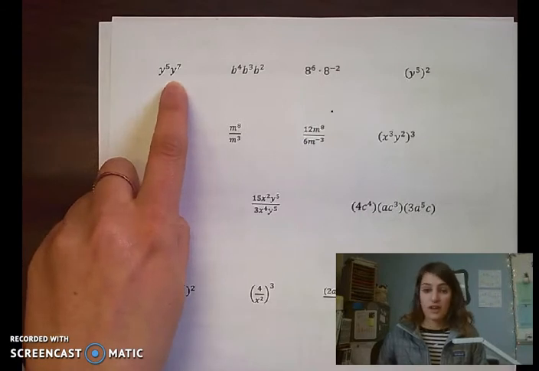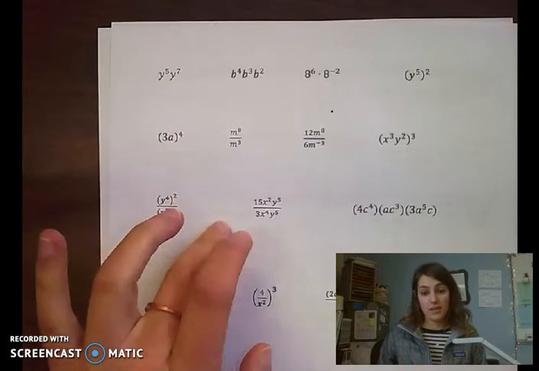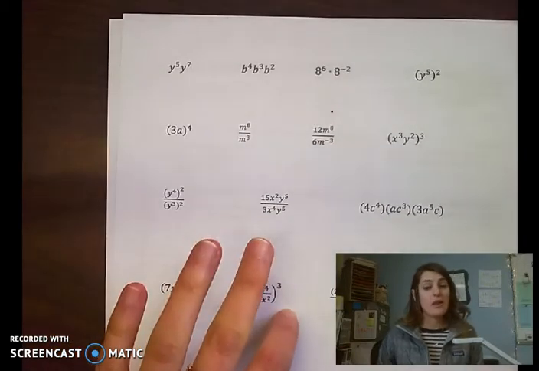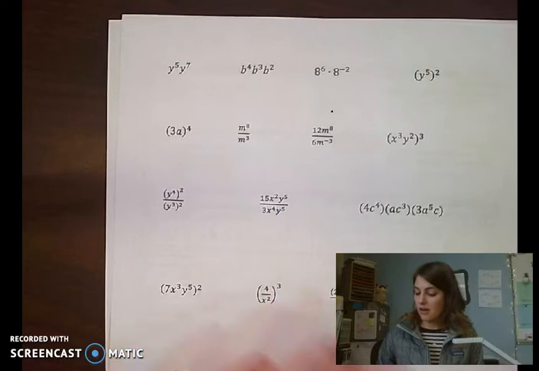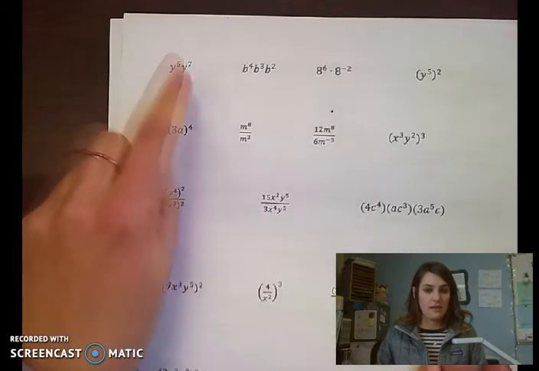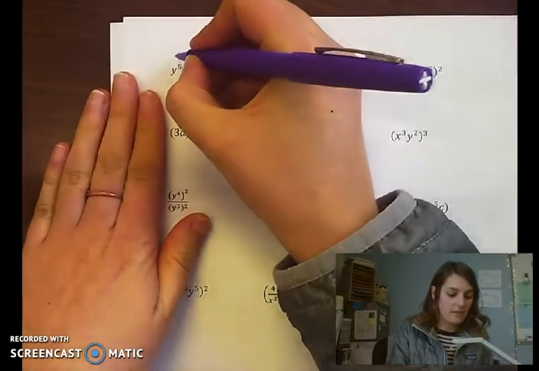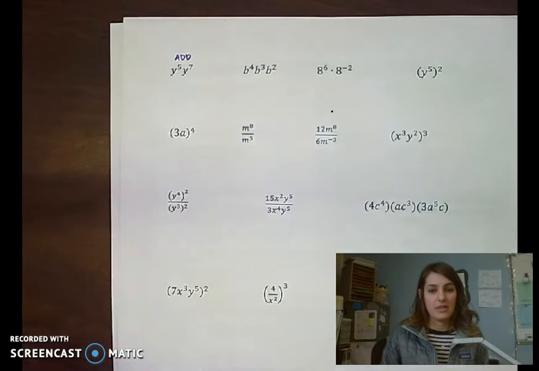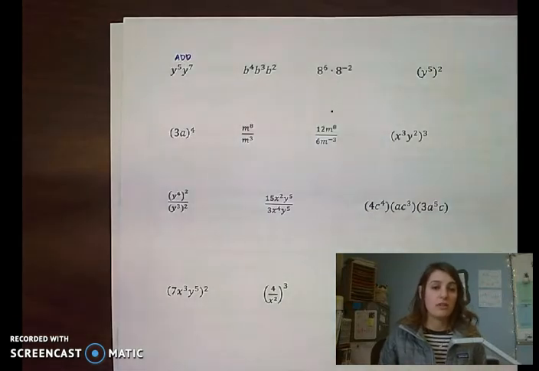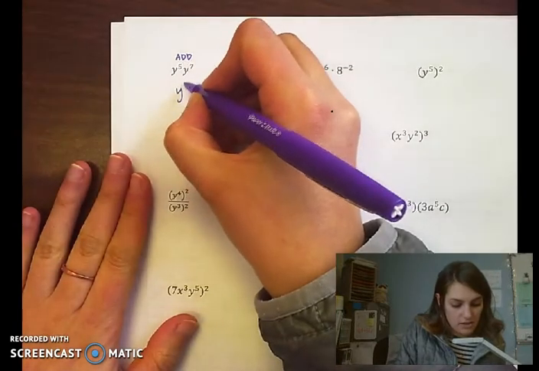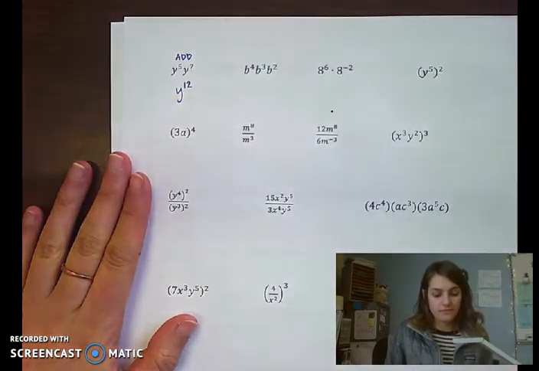If we wrote that out, we would have y times y times y times y times y times y times y times y times y times y times y times y. We are not really going to want to do that every single time. But to start out, this is a situation where we would add the exponents together to total up the powers of y. So it's going to be y to the 12th.